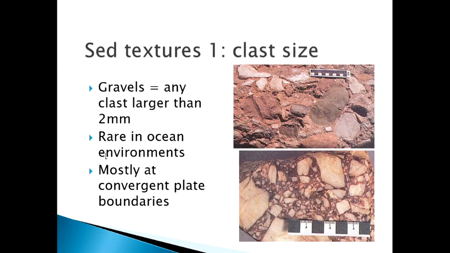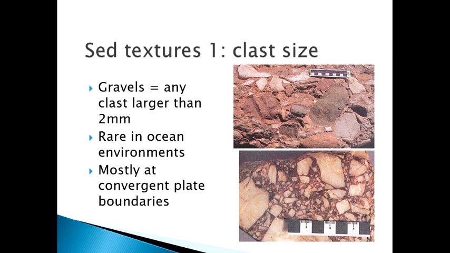Let's talk about the clasts. Clast sizes. We can say for us that any clast that is larger than 2 millimeters, we're going to call it gravel. This is rare in ocean environments. If we do have it, it is at active margins, basically at continent or convergent plate boundaries. And so here you see these scale bars for these two sedimentary rocks, and you see most of them, if each of these little tick marks is a millimeter, most of them are much larger than 2 millimeters.